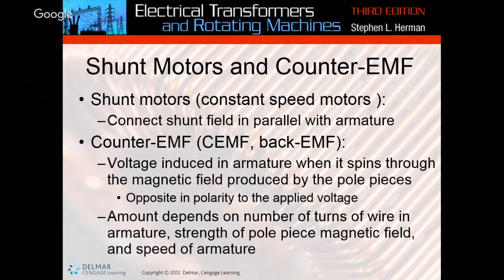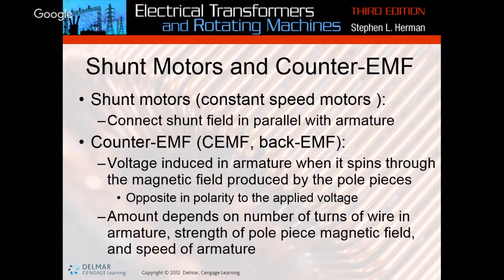The amount of counter EMF depends on the number of turns in the armature, the strength of the pole piece magnetic field, and the speed of the armature. So I got a couple little notes to talk about when we're talking about shunt motors. In electrical terminology, a parallel circuit is often referred to as a shunt. So DC motors in which the armature and field windings are connected in parallel are referred to as DC shunt motors.